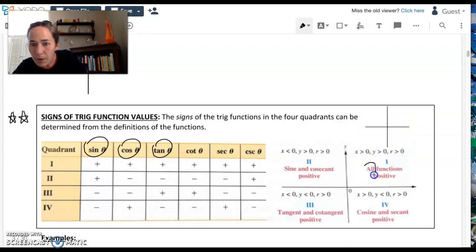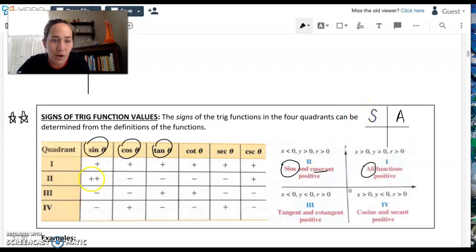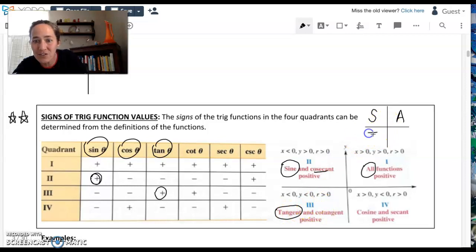All trig functions are positive in quadrant 1 because if you look at those definitions, x, y, and r are all positive. So I'm going to put a big A here. Only sine and its reciprocal are positive in quadrant 2. I'm going to put an S here because in quadrant 2, only the y is positive and the r, right? And cosine and tangent have to do with x. They're going to be negative. In this quadrant, quadrant 3, you have a negative x and a negative y, meaning in quadrant 3, only tangent is going to be your positive one, and its reciprocal. So tangent always is positive in quadrant 3, and then in quadrant 4, cosine and its reciprocal are positive.